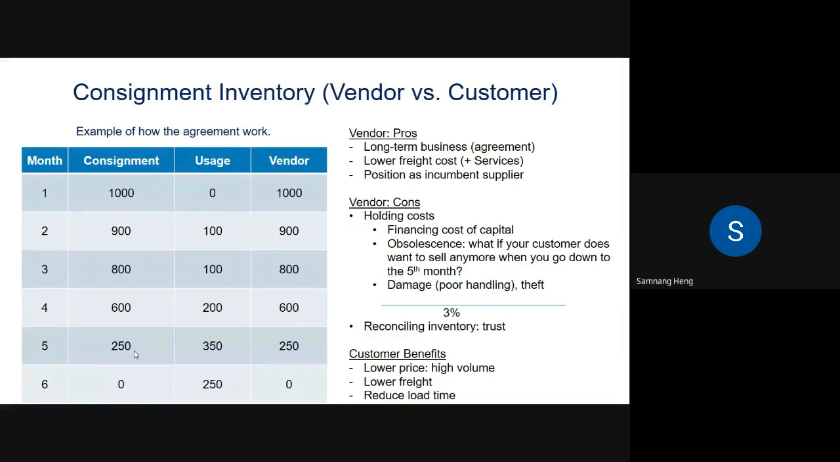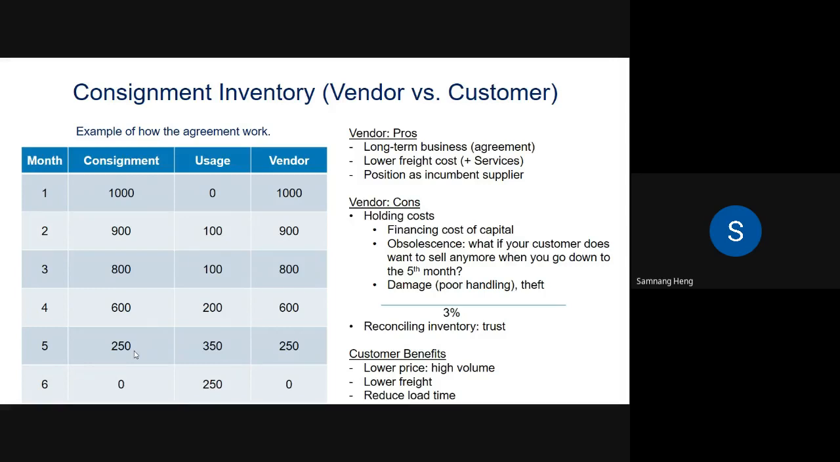So we send them a high volume of inventory, and with the high volume, the price is also cheaper. Lower freight, so they don't have to deal with shipping or transportation.